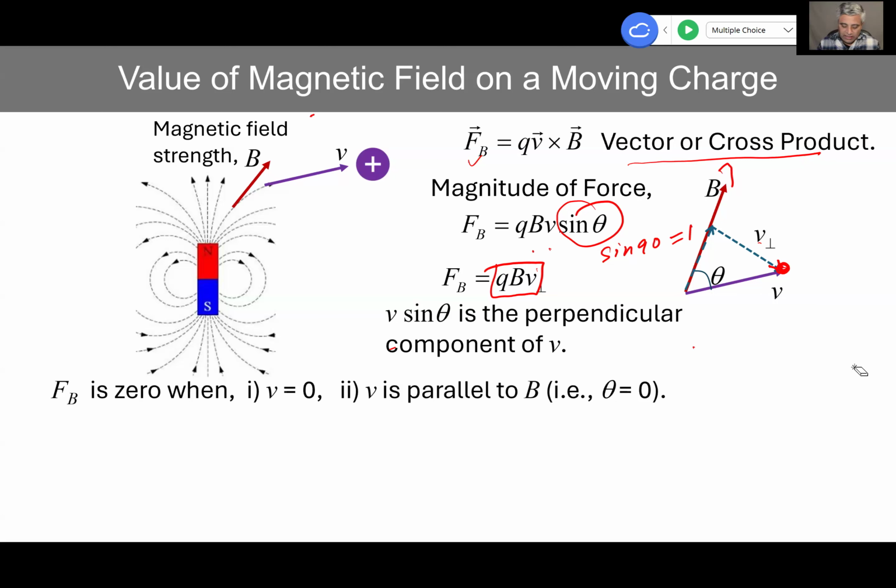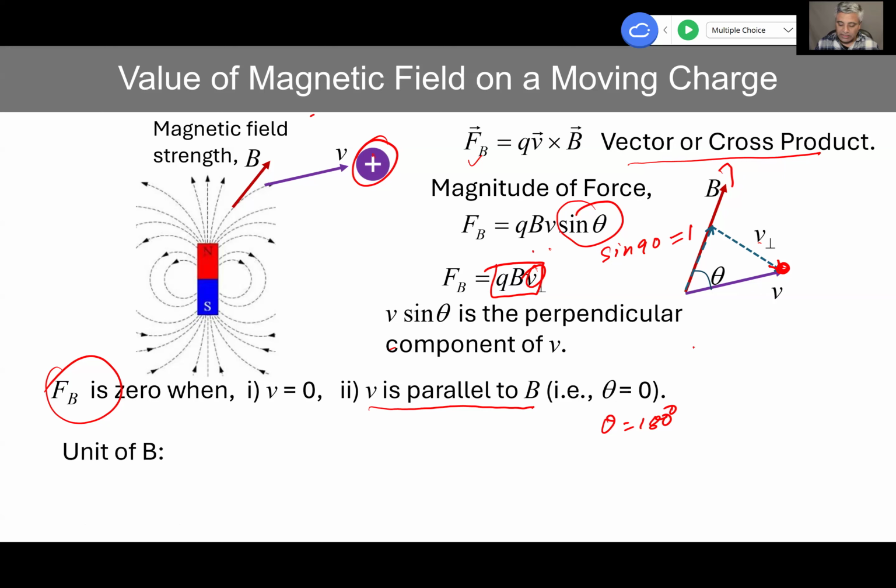So from this equation, we can tell this FB is going to be 0 when V is 0. That means if there is a charge, but this charge is not moving, then it's not going to experience force. So there can be an electric field even when the charge is not moving. But if the charge is not moving, it does not produce the field, and it does not experience force when you put that in the field. And of course, when V and B are parallel to each other or anti-parallel, that means theta is 0 or 180 degrees. Looks like I did not write it, but it's kind of the same.